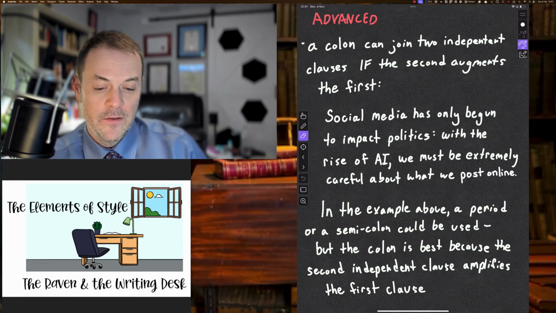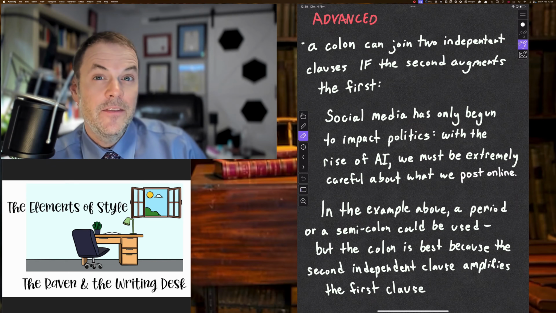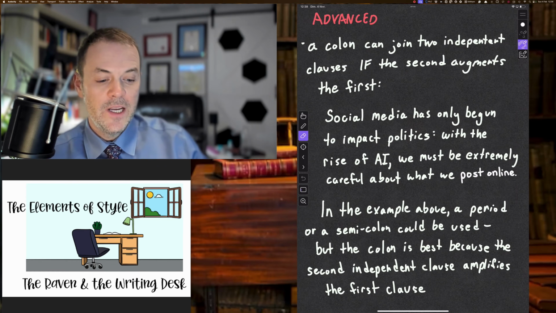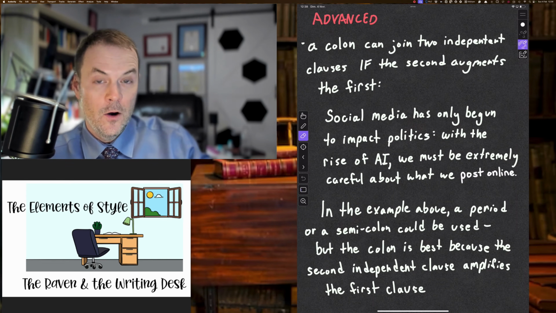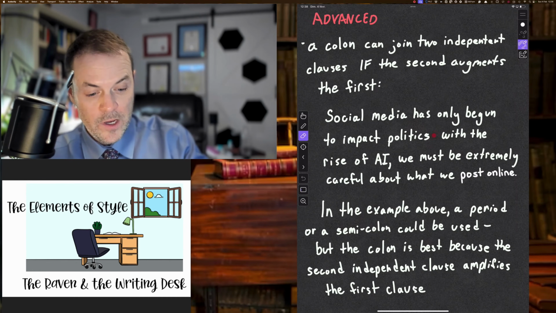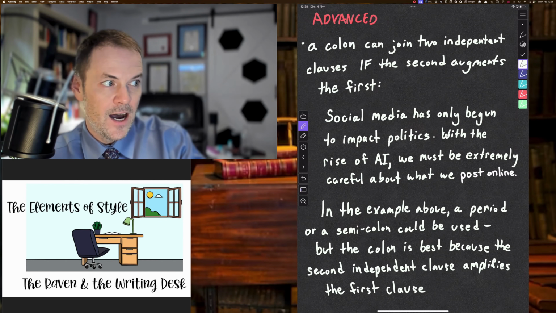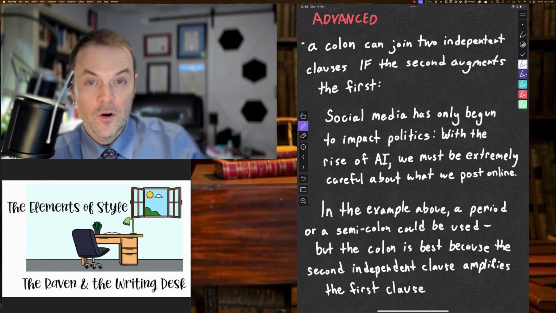Getting a little bit more advanced, a colon can join two independent clauses if the second augments the first. Social media has only begun to impact politics. With the rise of AI, we must be extremely careful about what we post online. Once again, here's an example. We could easily make that two separate sentences, but because the ideas in both clauses can come together to form a much stronger idea, why don't we drop in a colon and combine them that way?